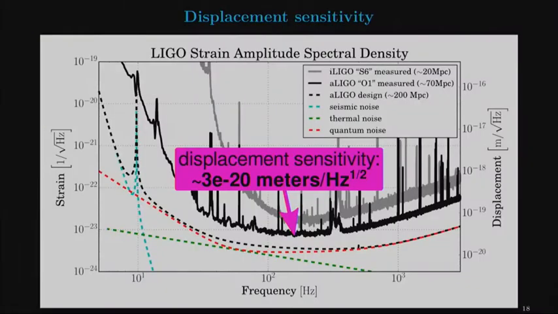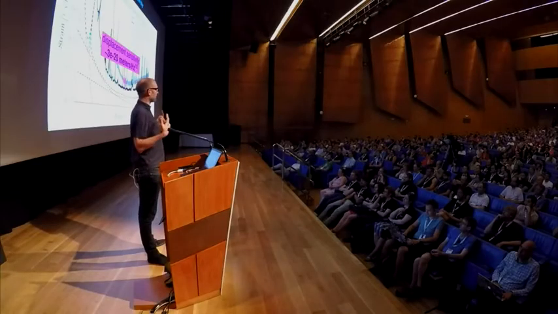So where do we get to ultimately? Down at the bottom of this is our strain here, and over on the other side is what we call the displacement sensitivity in terms of meters. So at the bottom of this curve, we have 3 × 10^-20 meters. I'm letting everybody think about that number for a second. 3 × 10^-20 meters. That's an incredibly small number. And I've been working on LIGO for 18 years, and that number still blows my mind.